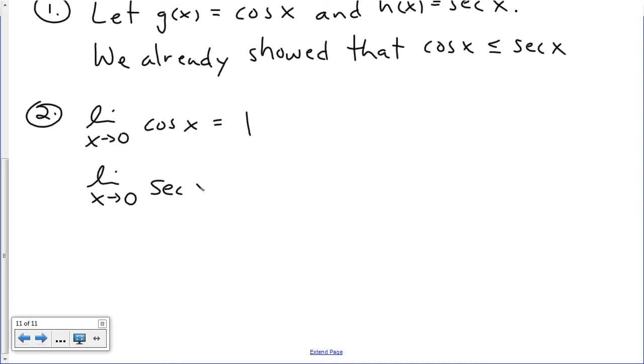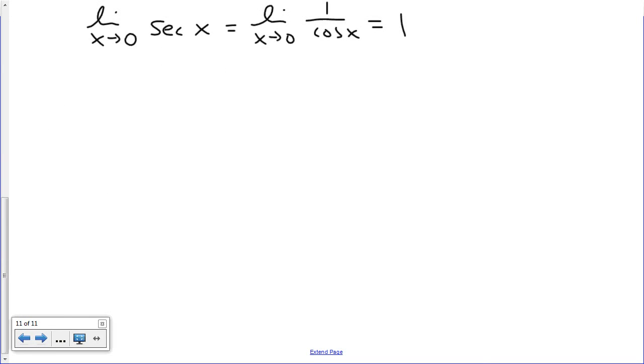Now check out the limit as x goes to 0 of the secant of x. I might not remember what secant is doing as x goes to 0, so I could rewrite this as the limit as x goes to 0 of 1 over cosine, if it helps you, which I think it does. And so as x goes to 0, you end up with 1 over the cosine of 0. Again, cosine of 0 is 1, so 1 over 1 is 1. So we've met the second condition. The limit as x goes to 0 for cosine is equal to the limit as x goes to 0 for secant.